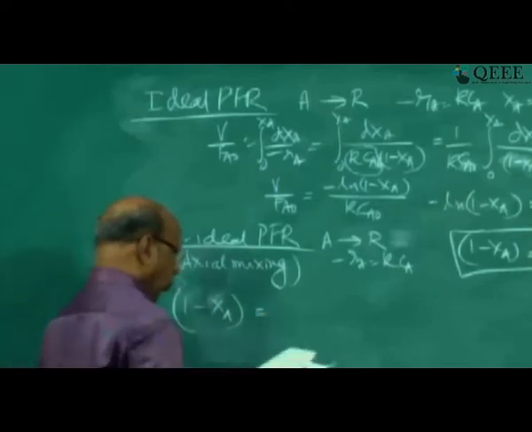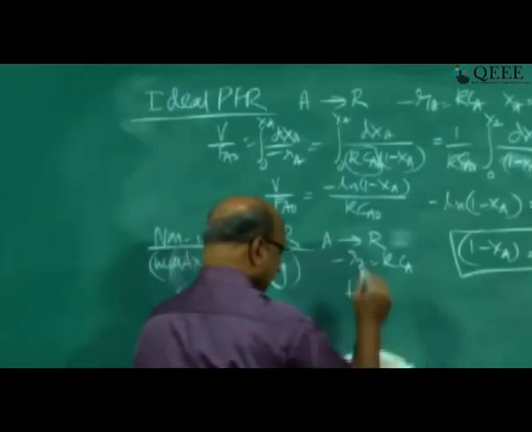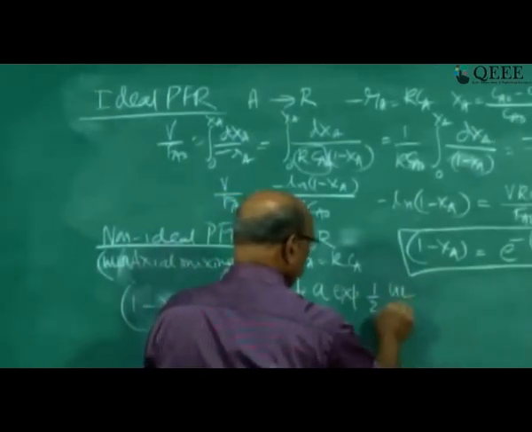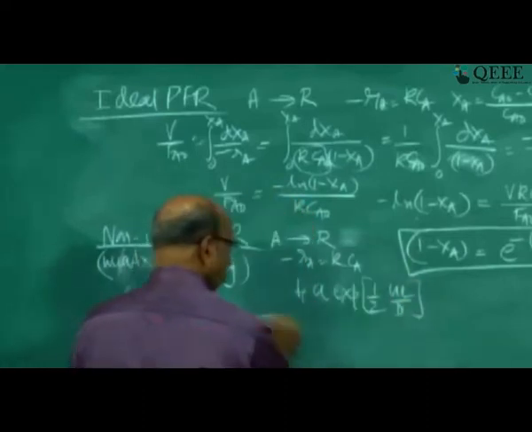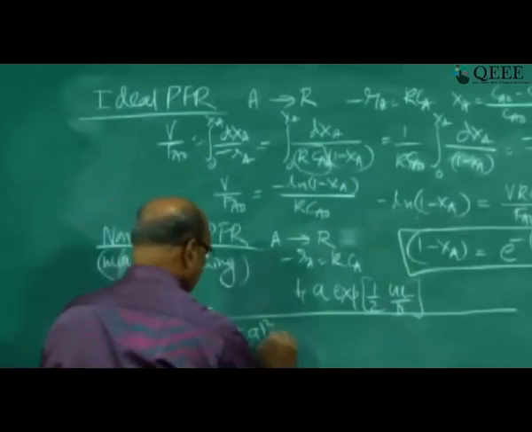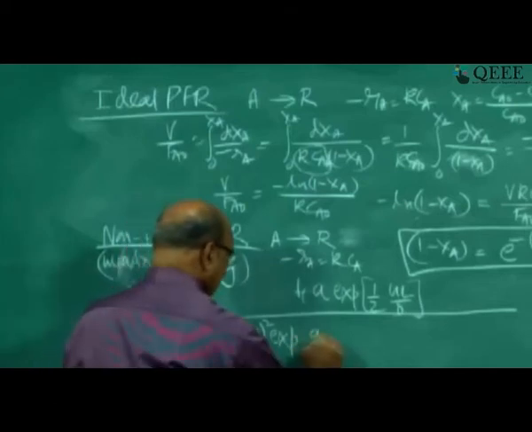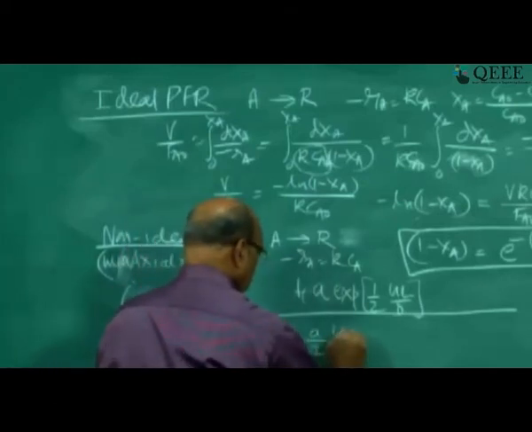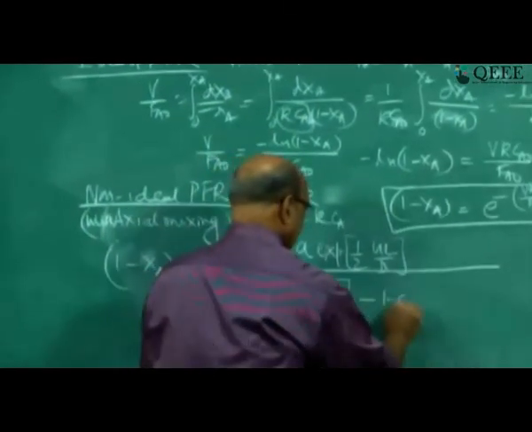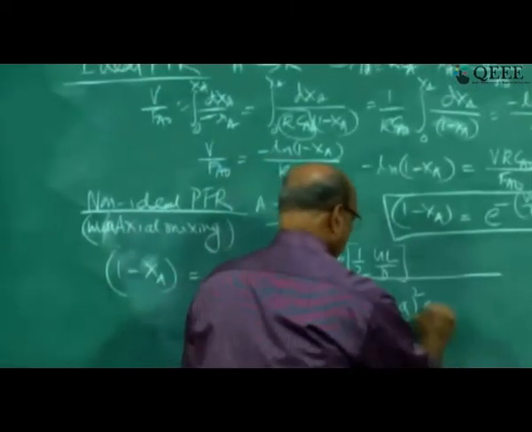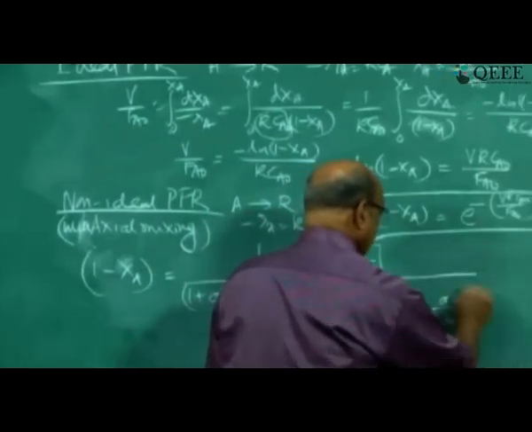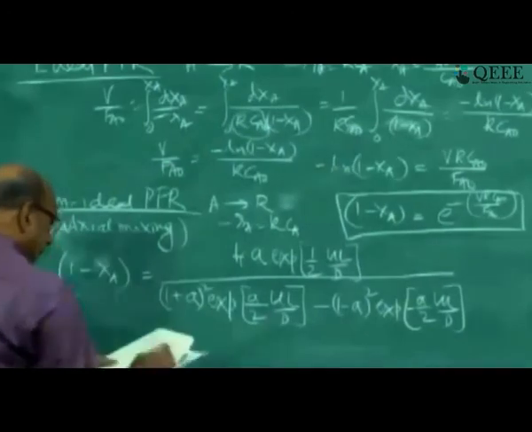1 minus xa equal to 4a exponential half UL by D, whole thing divided by 1 plus a whole square, exponential a by 2 UL by D, minus 1 minus a whole square exponential minus a by 2 UL by D. This is the equation, again not over.